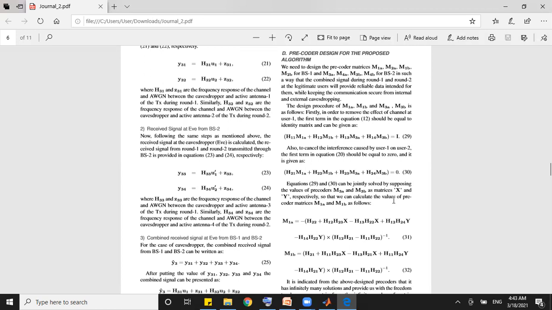For plotting the results on MATLAB, we considered it as one, or we can consider the matrix value as two, or any value from 0 to infinity. So after simultaneously solving equations 29 and 30, we get the values of m1a, m1b.